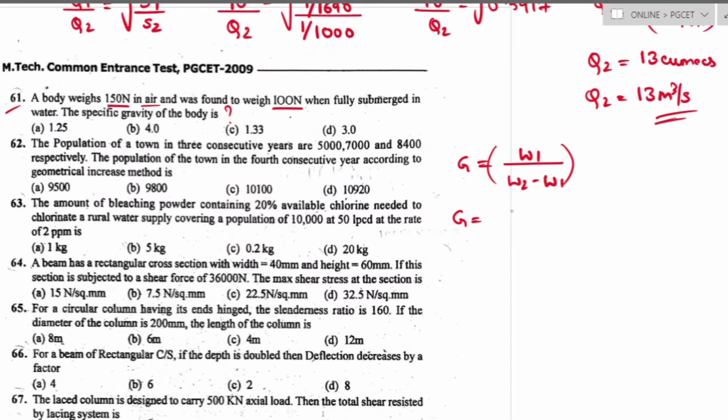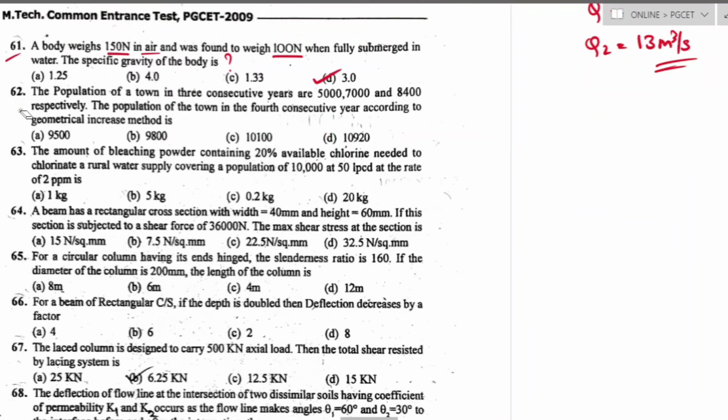This is the initial weight which is weighed in air, that is 150 Newton, and when it is submerged in water, the reduced weight is 150 minus 100 Newton. So the specific gravity is given by 150 divided by 50. So specific gravity is around 3. Option D is the right answer, that is 3.